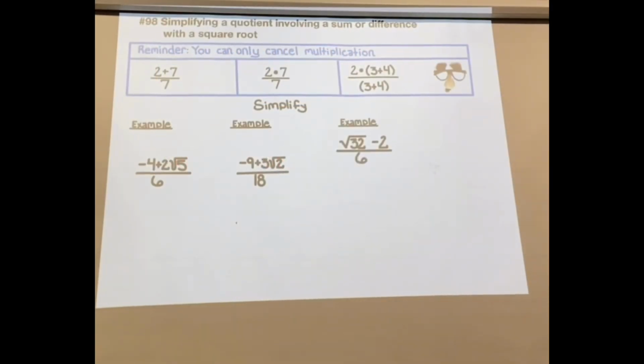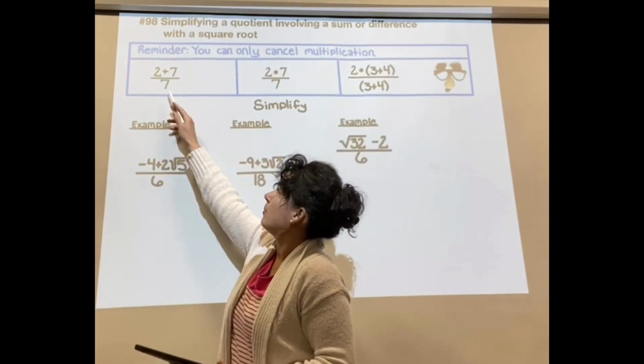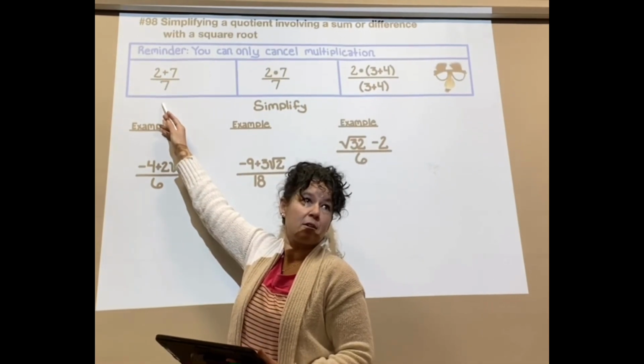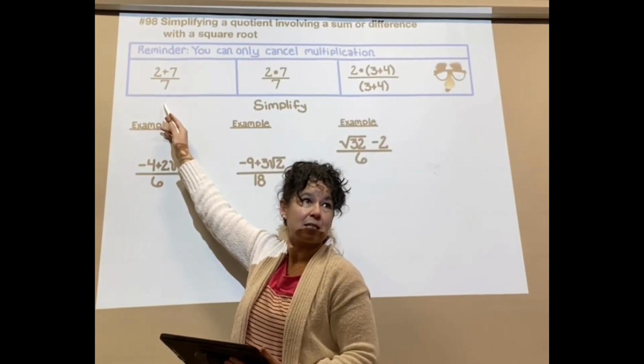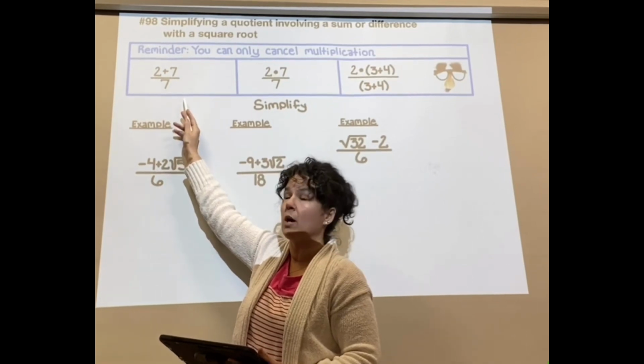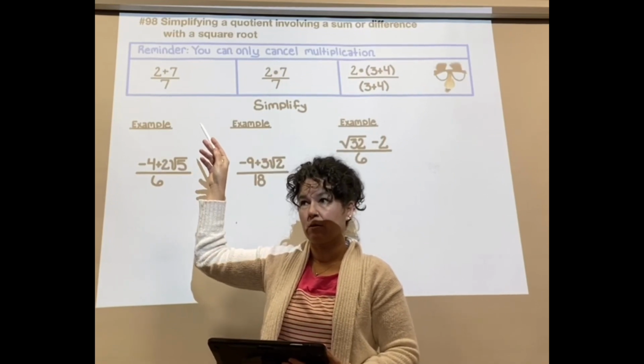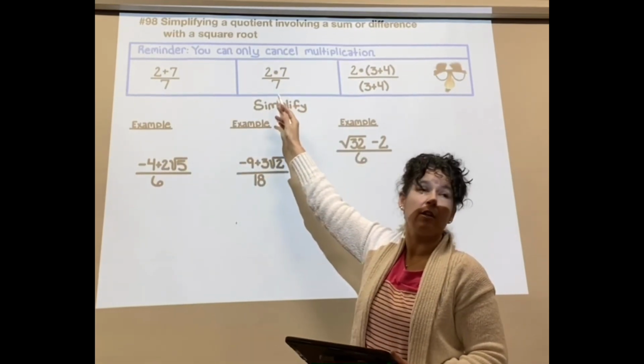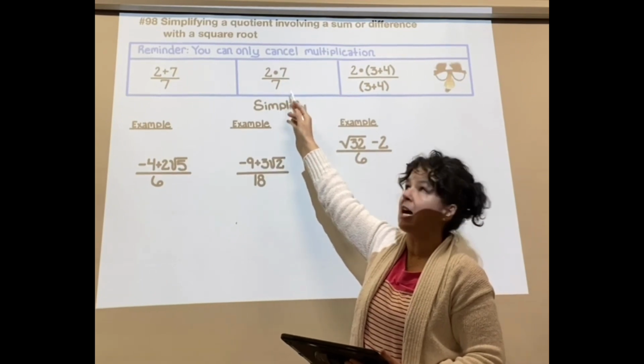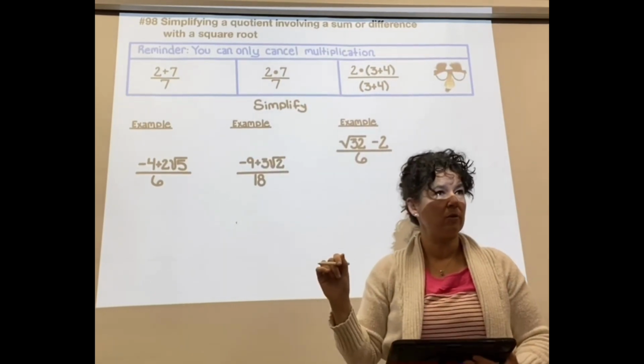We have simplifying a quotient involving a sum or a difference, but I want to give you guys a quick reminder about something. You cannot cancel over addition and subtraction. You only cancel when there is multiplication. So for example, if you had 2 + 7/7, you cannot cancel the sevens. It doesn't become 2 + 1. 2 + 7/7 is 9/7. Now, if I had multiplication to multiply by 7/7, I could cancel the sevens and I would have 2.